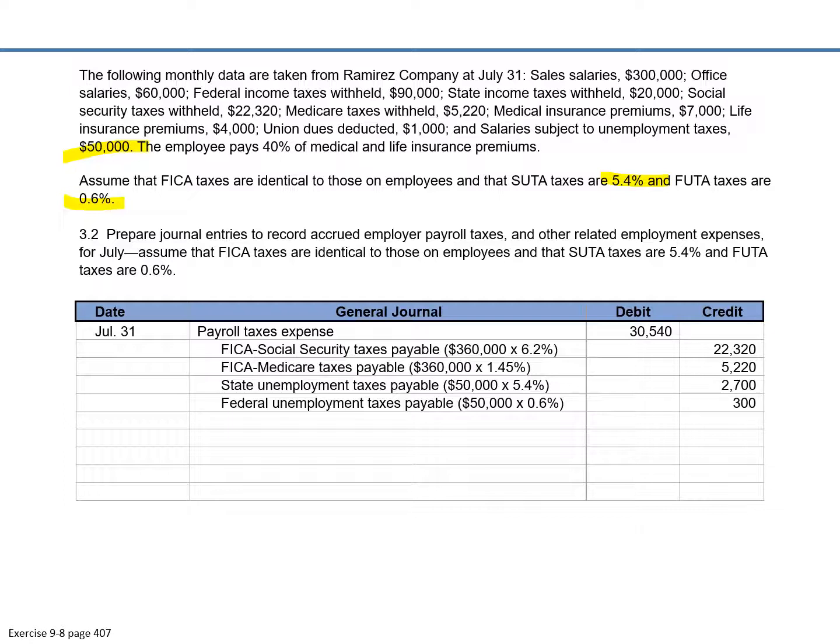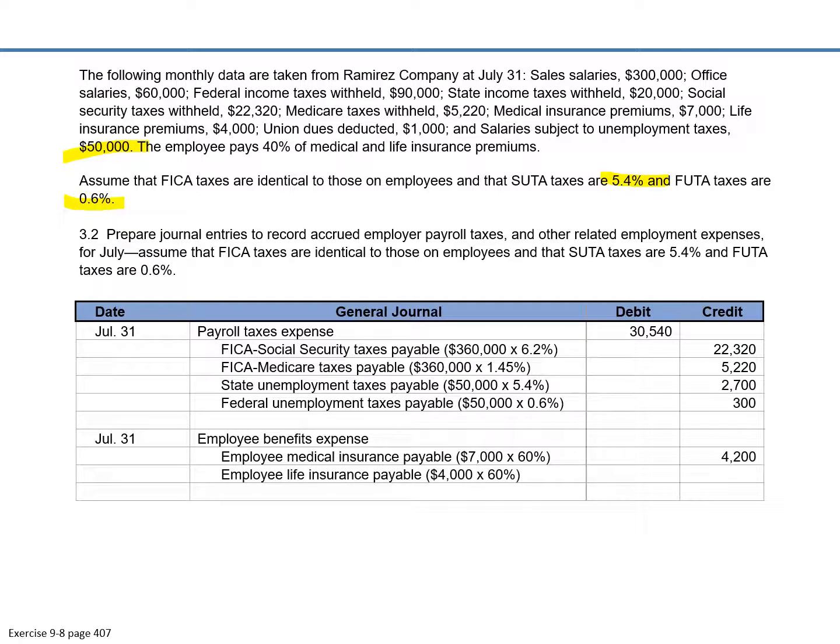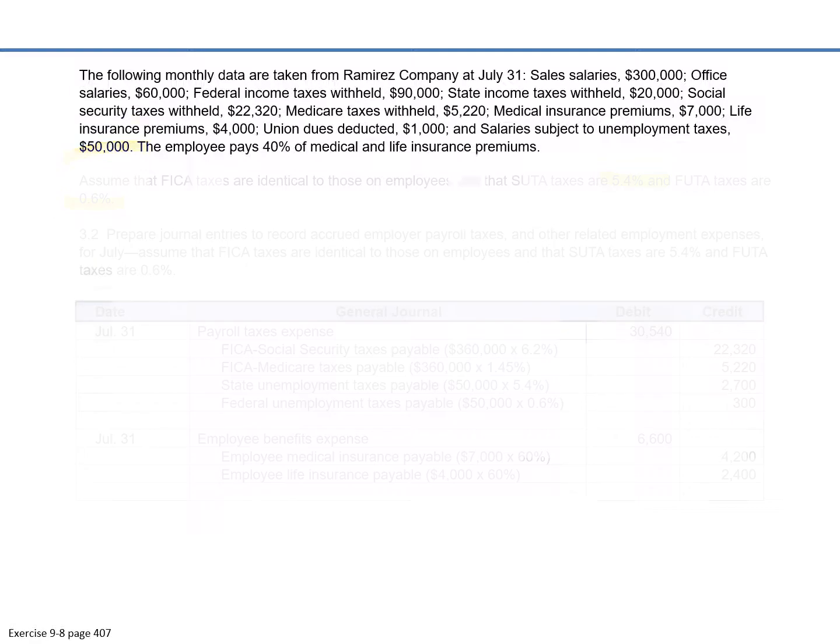So we have $30,540 of payroll tax expense, but then we also have to record the employee benefit expense. So we have employee medical insurance premium payable, which is the 60% left after the employees paid their 40. So that's $4,200, and then the life insurance is 60% of the $4,000. So we have total employee benefit expense of $6,600. Okay. All right.